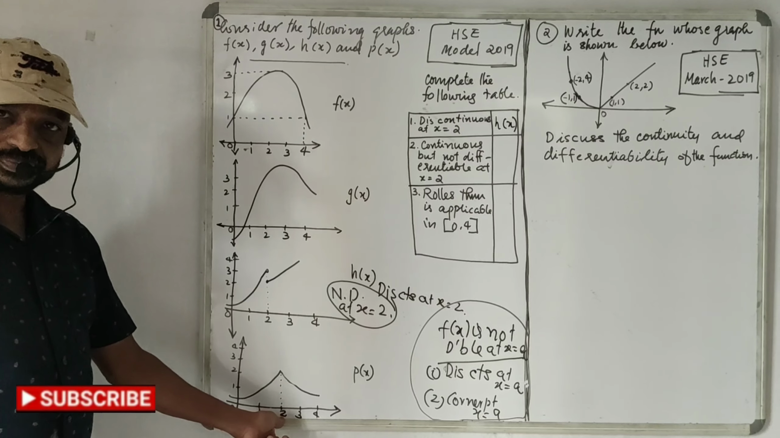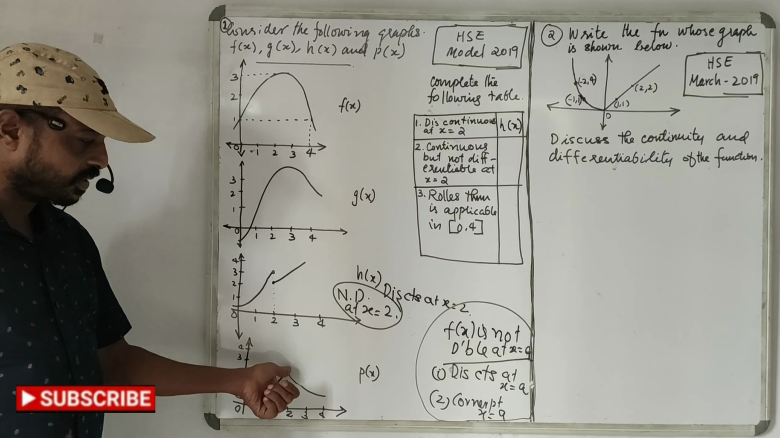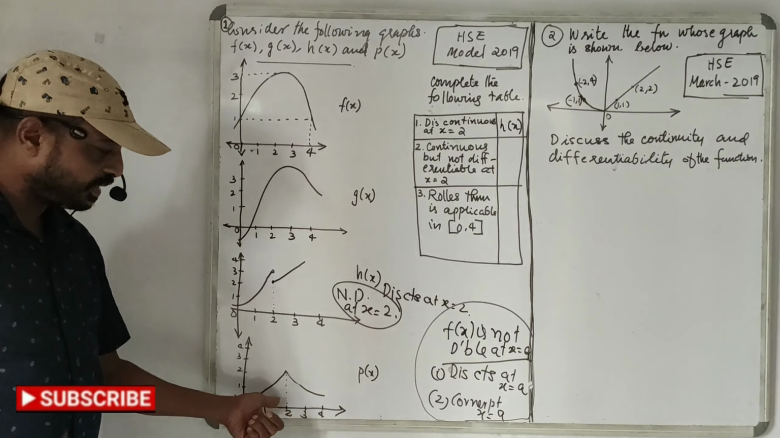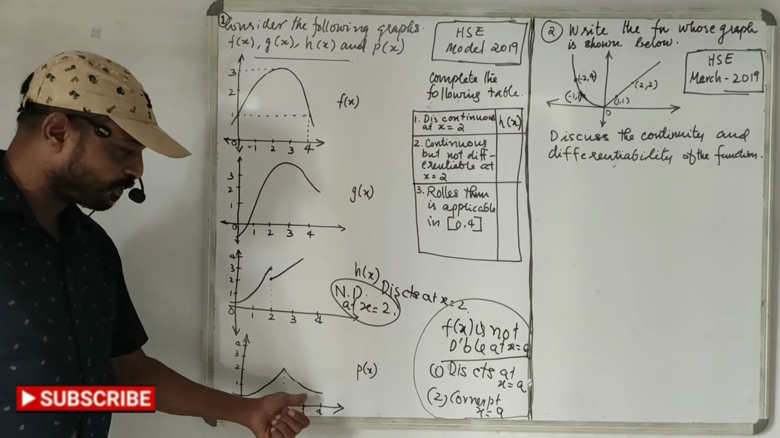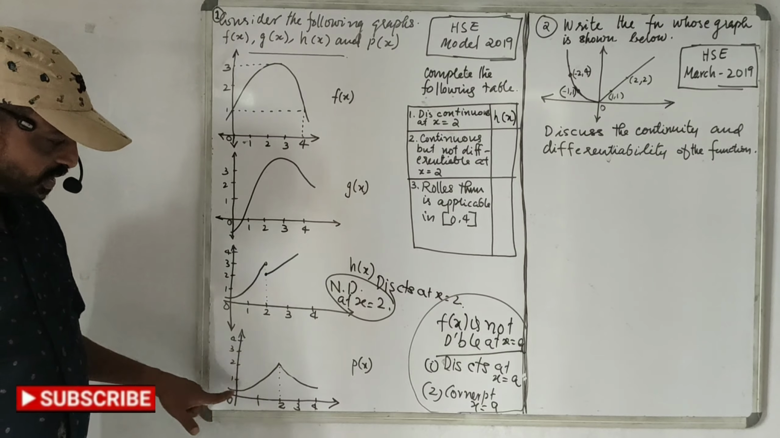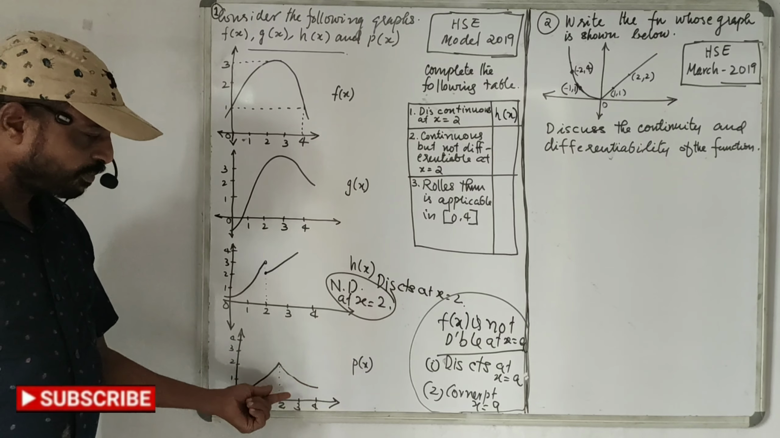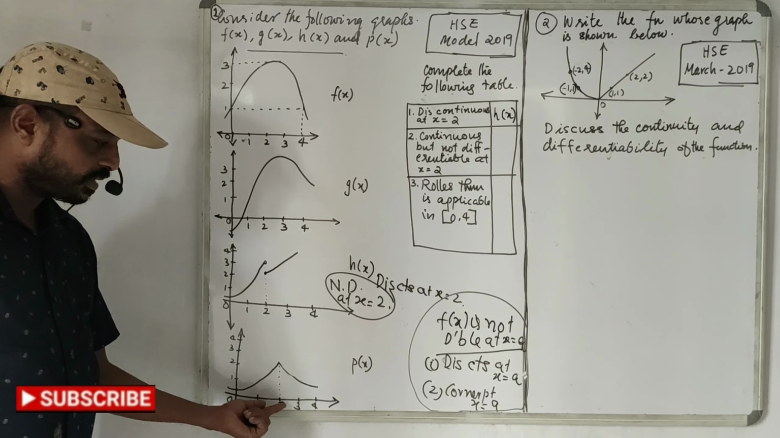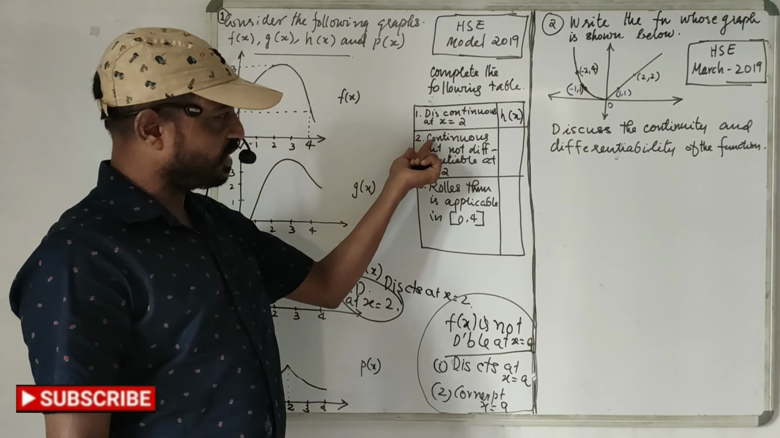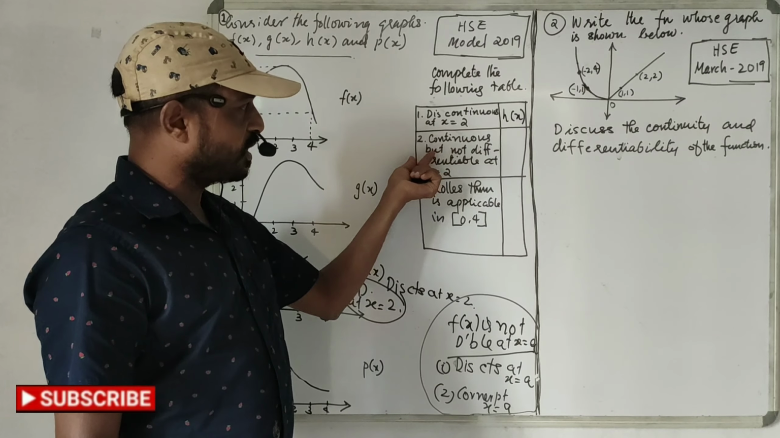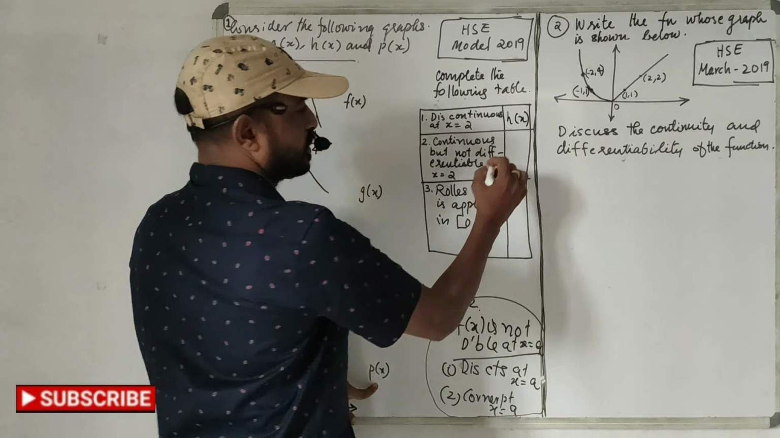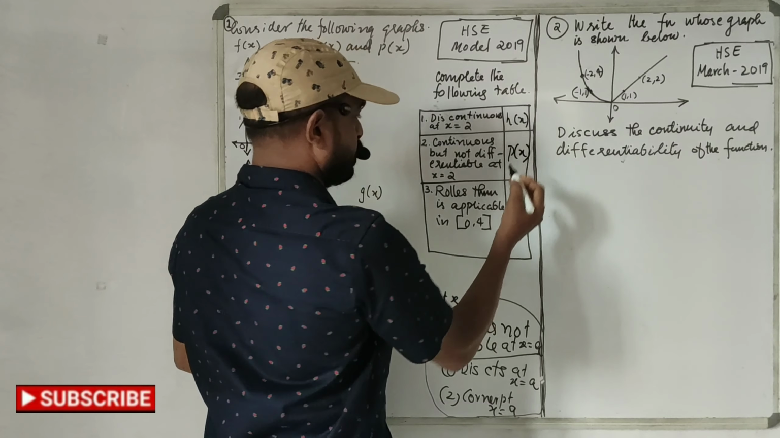So here at x equal to 2 there is a corner point, so this function is not differentiable at x equal to 2, but it is continuous at x equal to 2 because there is no gap. So which is the function which is continuous but not differentiable at x equal to 2? It is the function p of x. So here you will have to write p of x.